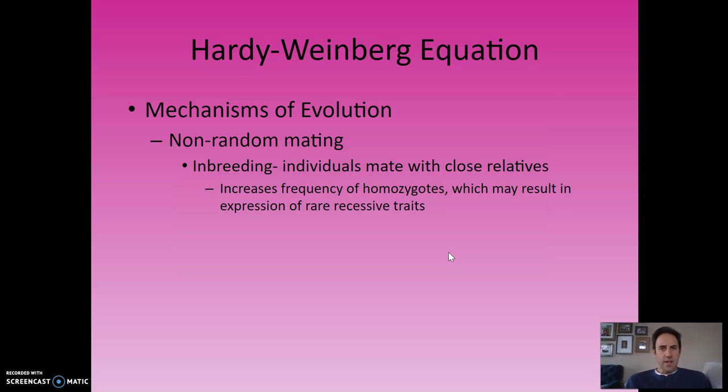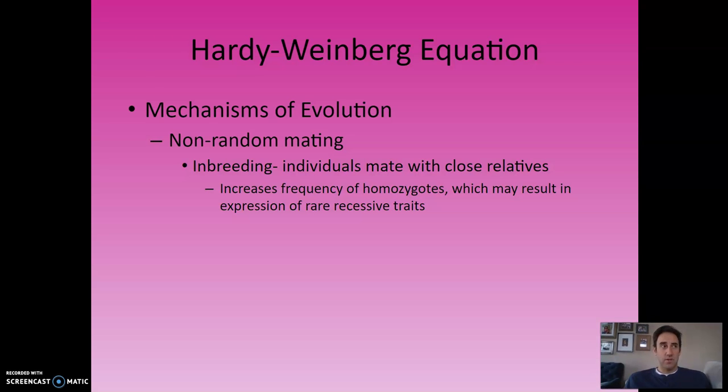So non-random mating can take a couple forms. One is inbreeding. So I think you've probably heard of inbreeding and kind of inherently know that's bad. What is it though? Like, what is inbreeding? So inbreeding is where individuals mate with close relatives. And so why would that be a bad thing? Obviously, it's a little creepy and weird, but from a genetic point of view, why might that be problematic? Well, what happens is it increases the frequency of homozygotes.